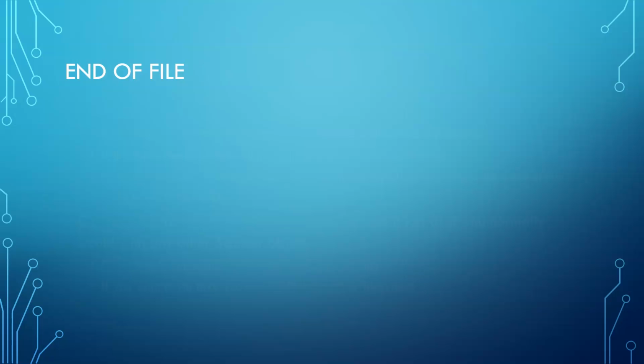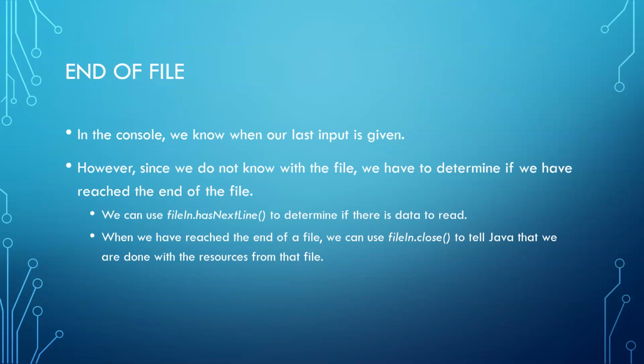Now, there is one thing that's slightly different to think about when we're dealing with text files versus when we are dealing with keyboard input. And that's the end of file. In the console, we know when our last input's given because we're typing it. However, since we do not necessarily know the end of the text file, let's say it's a text file with over 100,000 lines of code, you're not going to know where the end of that is unless you're going through and counting all those. There's a better way to do it. So we have to determine if we've reached the end of file.